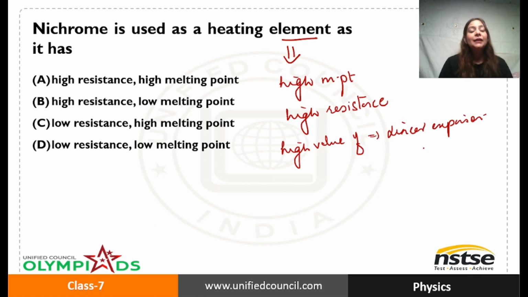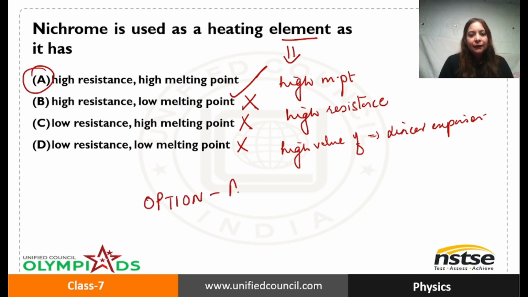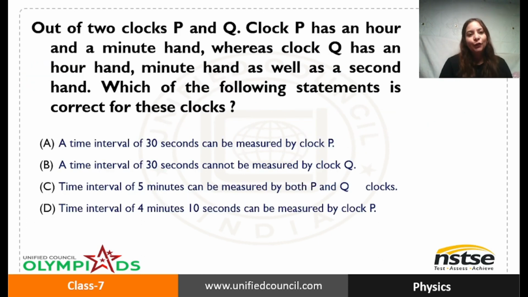That means it doesn't get expanded. So basically here the options say high resistance, high melting point; high resistance, low melting point; low resistance, high melting point; low... So the correct answer is option A. Option A is the right answer. The nichrome, which is used as a heating element, has got these properties. That is why it is best suited for it.